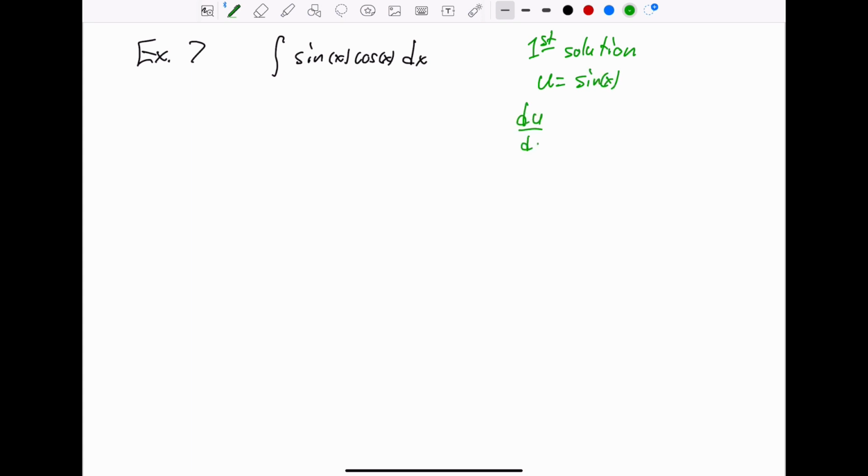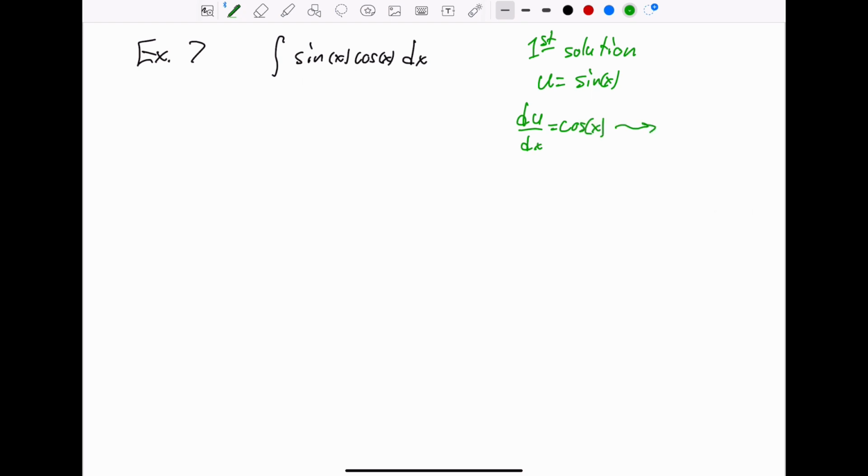Let's take a look at example 7. We have the integral of sine of x times cosine of x. I'm going to show you 2 different methods for solving this. The first method is probably the better one. It uses integration by substitution. But we can also solve this using integration by parts. So using u substitution, I will choose u equals sine of x. The derivative of sine is cosine.